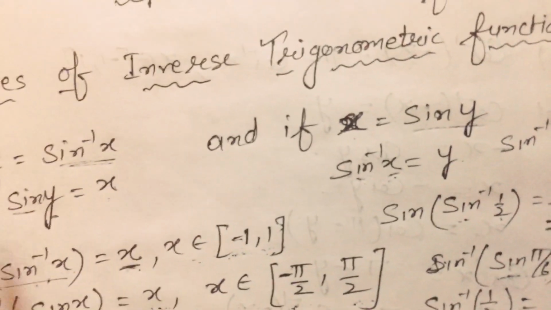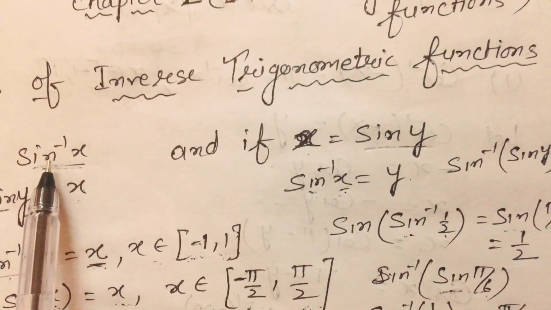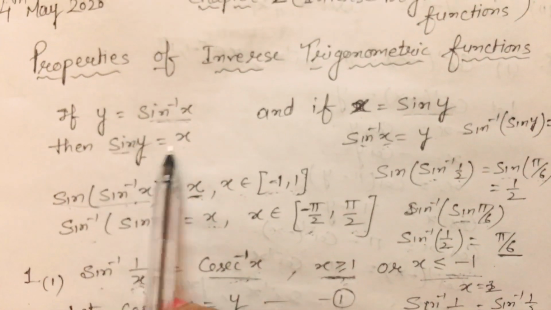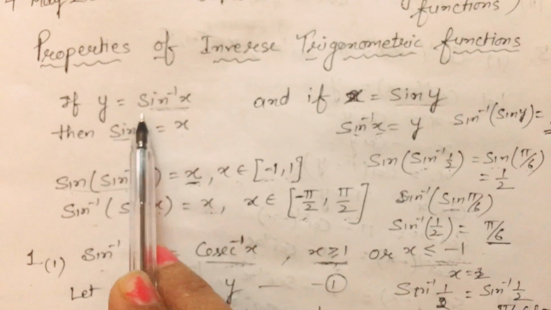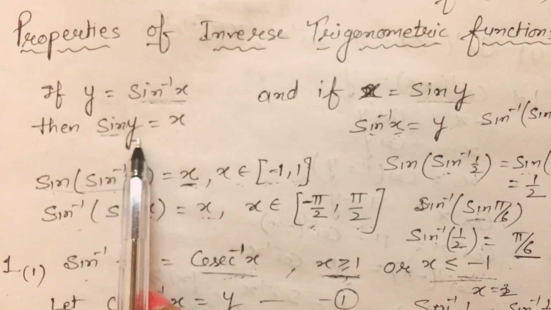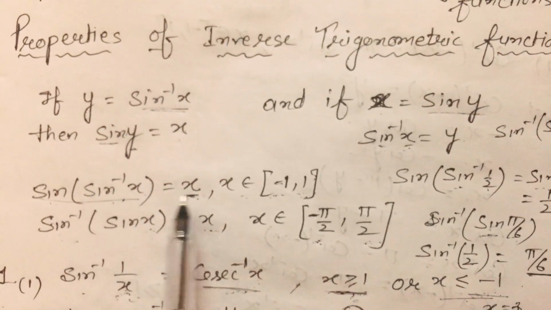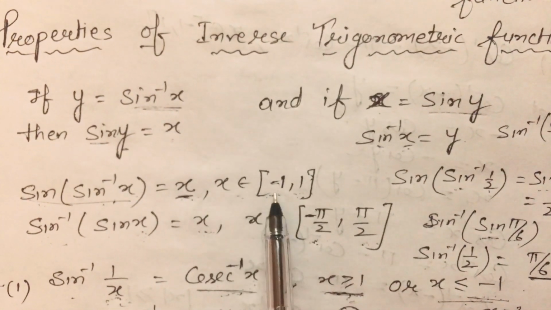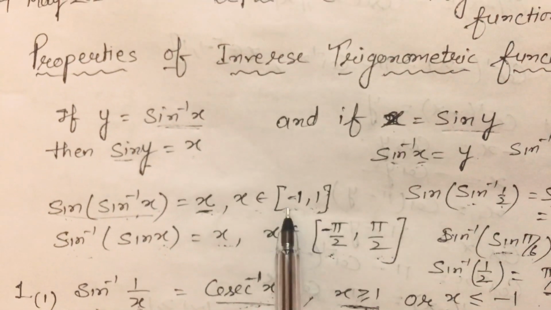If y is equal to sine inverse x, then we know that sine y is equal to x. So sine of sine inverse x is equal to x, and x lies between -1 and 1.